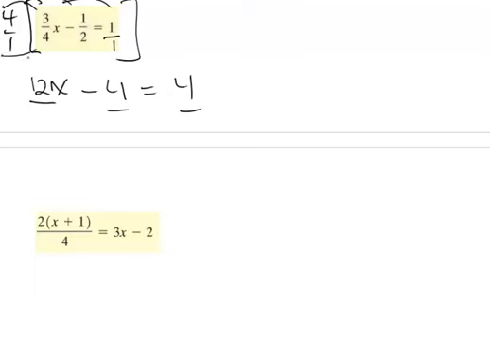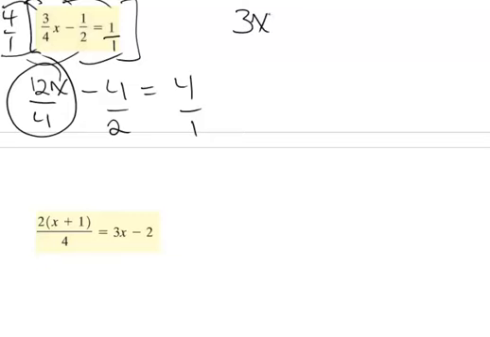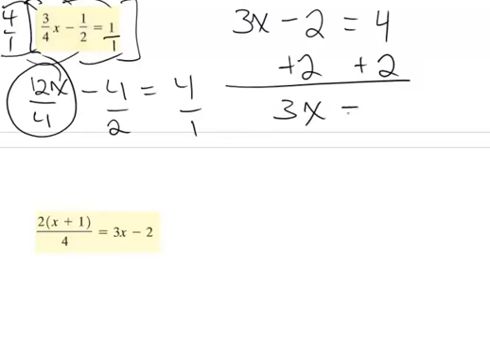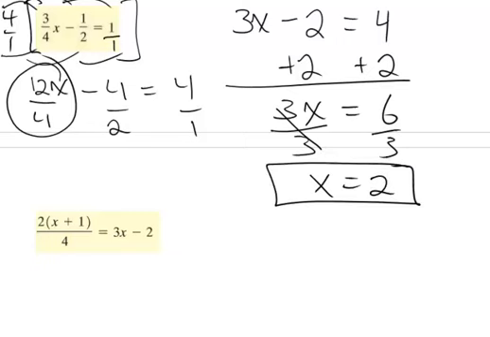My bottom numbers are all getting multiplied by 1, so those bottom numbers aren't going to change. And now I'm going to go ahead and simplify. 12x divided by 4 is 3x. 4 divided by 2 is 2. 4 divided by 1 is 4. When I add 2 to both sides, I come up with 3x is equal to 6. And finally, dividing both sides by 3, we come up with x is equal to 2.